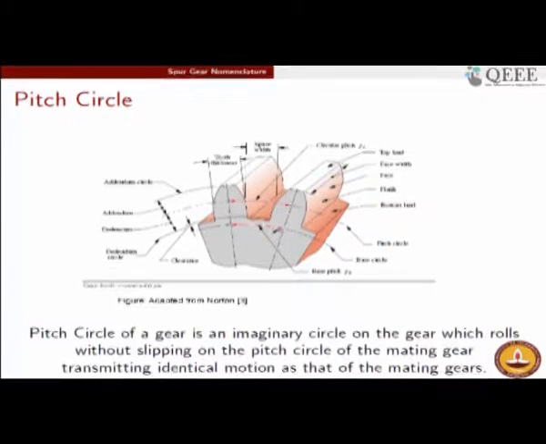By the way, the figure here shows just a small portion of the gear. These are the teeth of the gear. The blank of the gear is not shown in its entirety. We are just showing a portion of it such that you are able to appreciate the different parts of a gear. As I said, pitch circle being the most important, we will take that head on. So, the pitch circle of a gear is an imaginary circle. Please understand, there is nothing that you will be able to see on a gear which readily shows that this is the pitch circle. It is an imaginary circle on the gear which rolls without slipping on the pitch circle of a mating gear, transmitting identical motion as that of the mating gears.